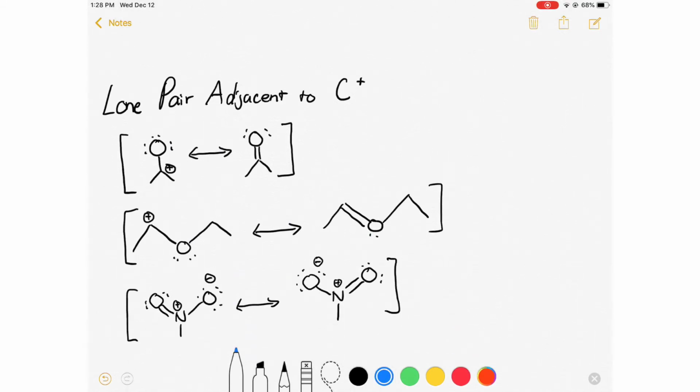Lone pair adjacent to a carbocation, or a positively charged ion, would just be lone pair electrons that are literally adjacent and could move over.